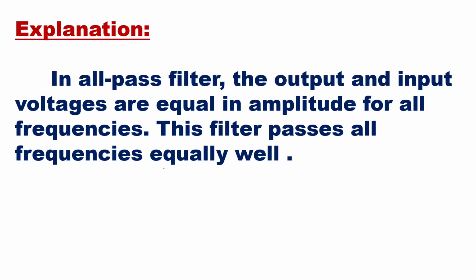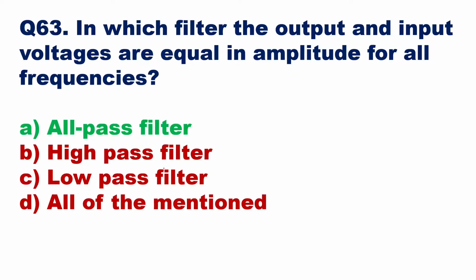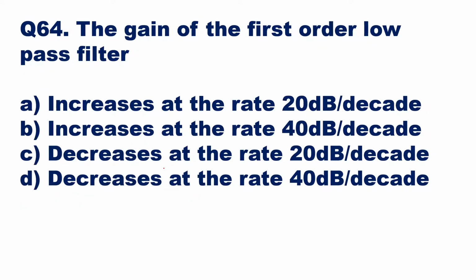So here you can see the explanation. In an all pass filter, the output and input voltages are equal in amplitude for all frequencies. This filter passes all frequencies equally well. So here you can see option A, that is all pass filter, is the answer for this question. Then we'll go to the next question, question number 64.